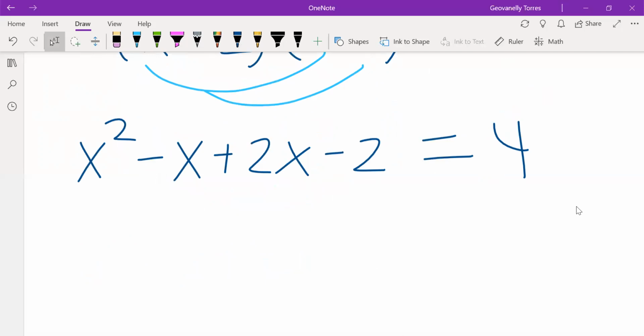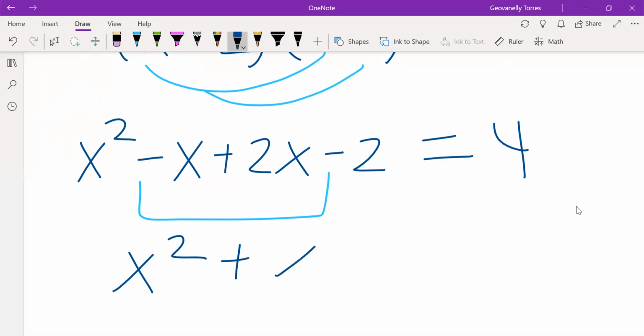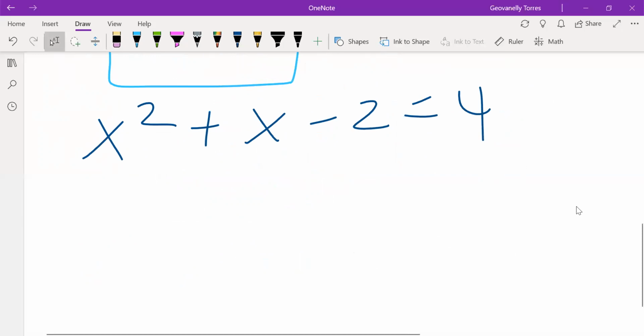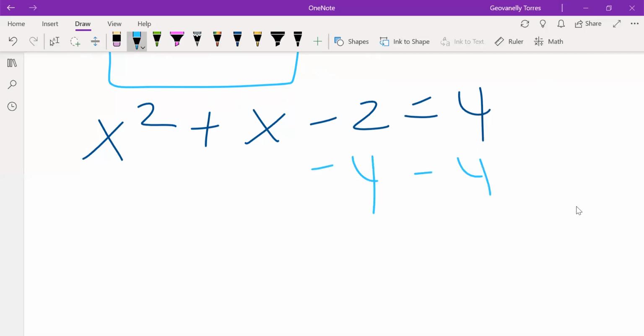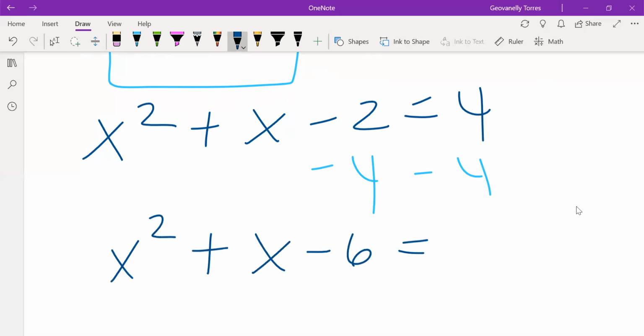And now we combine our like terms. And like terms are the negative x and the plus 2x. And we are left with x squared plus x minus 2 equals 4. Now, if we bring the 4 to the left-hand side, we have to subtract 4 from both sides. And that gives us x squared plus x minus 6 equals 0.